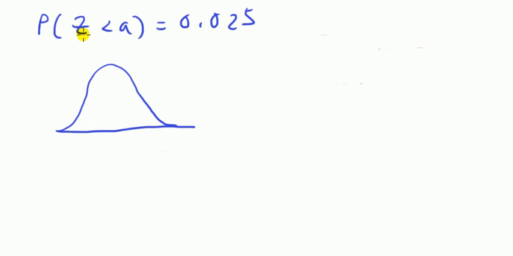Okay, next, the probability that z is less than a equals 0.025, find a. Draw the distribution centered around 0. This time the probability is small, it's less than a half, so it must be to the left of 0, something like this here. And let's just write a minus in front of the a to show it's actually a negative figure. This shaded region then is 0.025.